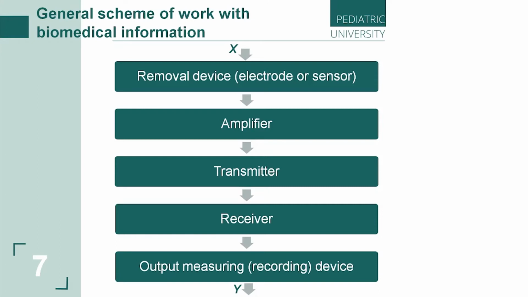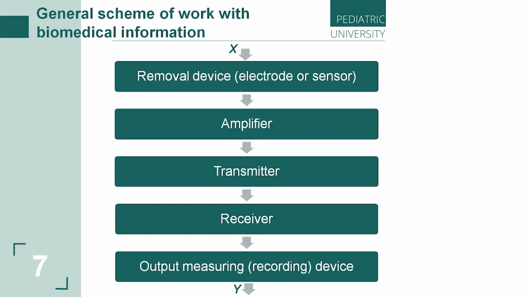Let us consider the general scheme for obtaining and registering biological information. You can see this scheme on the slide. So, this scheme is general and reflects all kinds of real systems used in medicine for diagnosis and research. In medical electronics devices, the sensing element either directly generates an electrical signal or changes such a signal under the influence of a biological system.